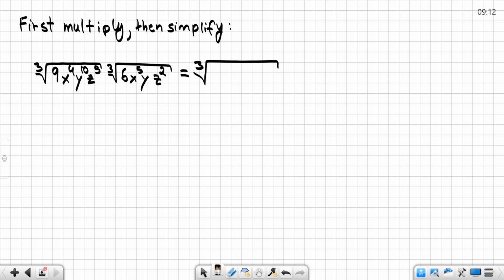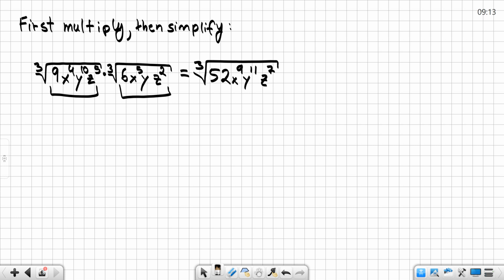This is going to be the cubic root. I was multiplying these two, which means I can multiply the radicands. 9 times 6, let's see, that is 54. X to the 4th times x to the 5th will be x to the 9th. And y to the 10th times y to the 1st will be y to the 11th. Z to the 5th times z to the 2nd is going to be z to the 7th. So I'm just adding the exponents.